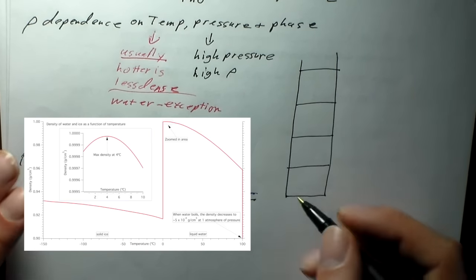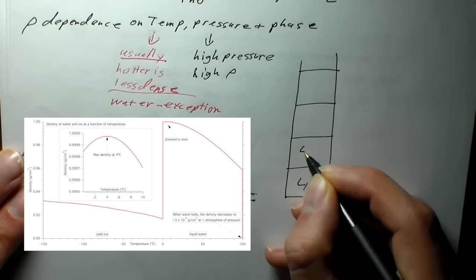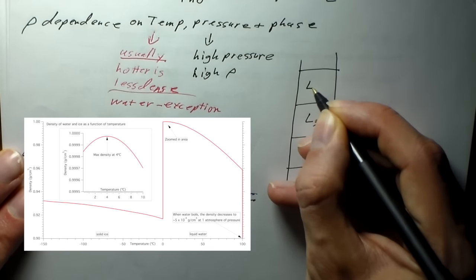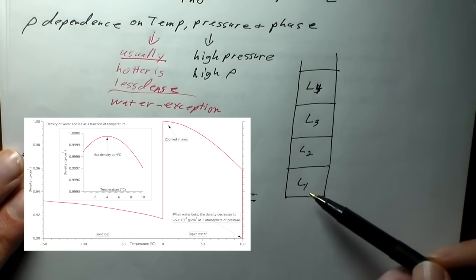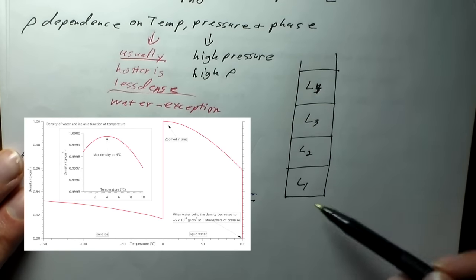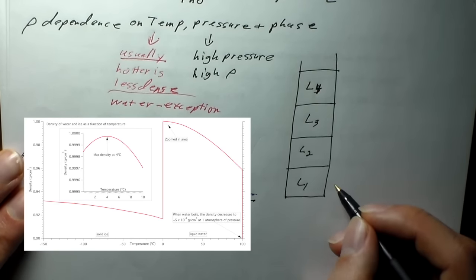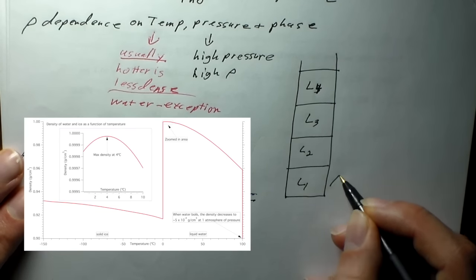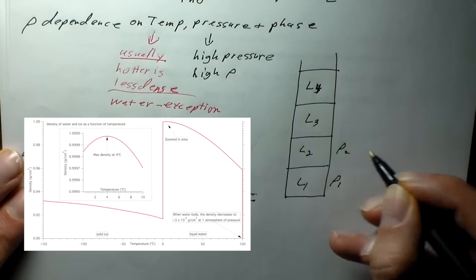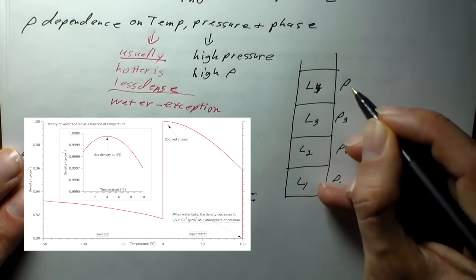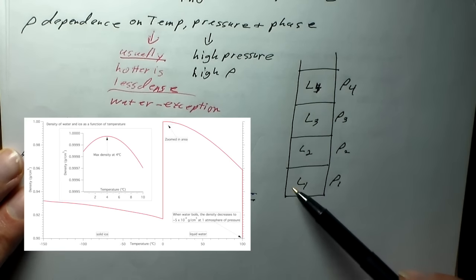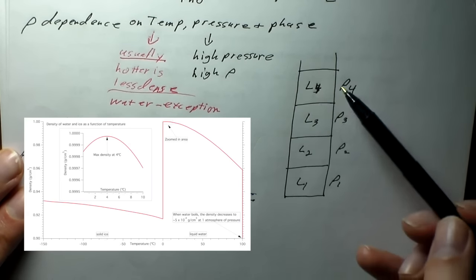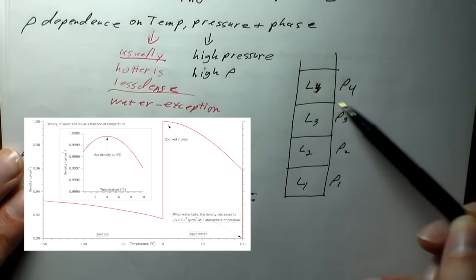All right. So if I have liquid 1, liquid 2, liquid 3, liquid 4, we can know what the order of these densities are. This is going to have density 1, that's going to have density 2, that's going to have density 3, and that's going to be density 4. So the most dense object is going to be down here, and the least dense thing is going to be up on the top.